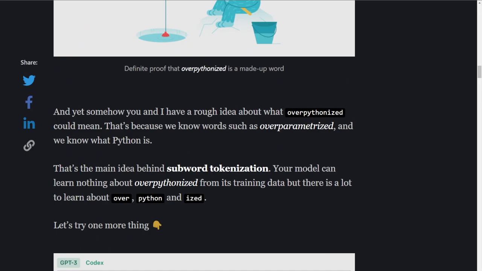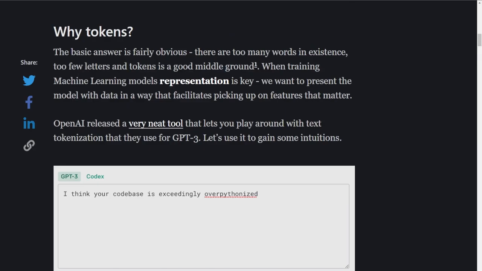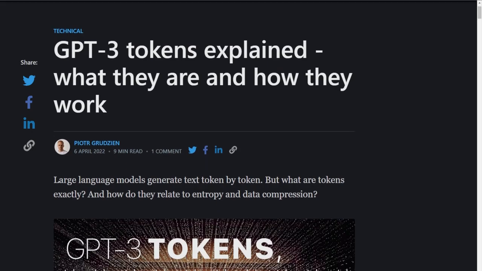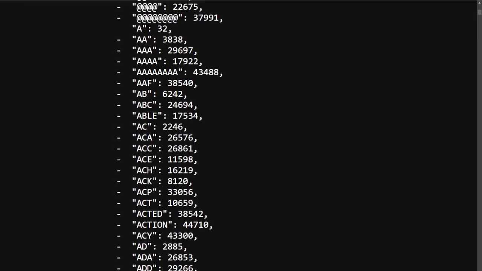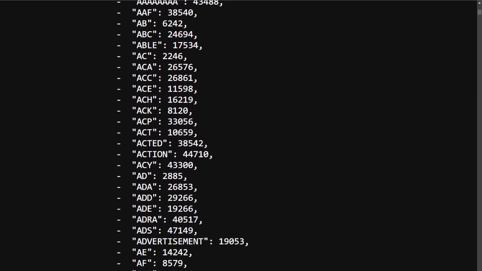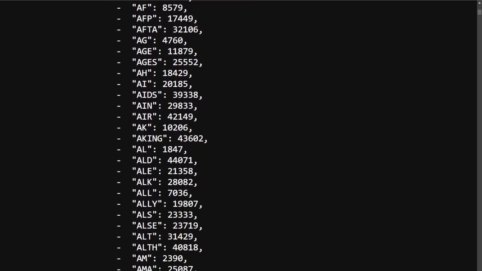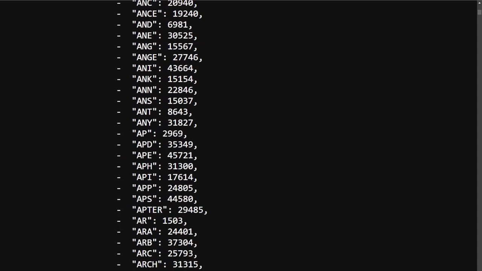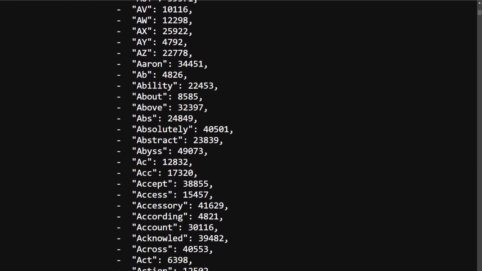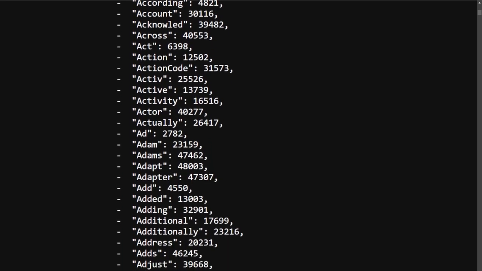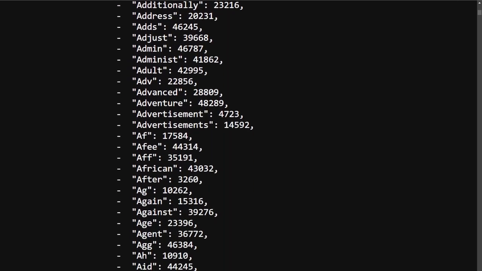Okay, let's dive a little deeper into how tokens are made. Essentially, each token is a combination of characters that represent a single word or punctuation mark. Again, a word like overproduced is broken down into smaller pieces, or tokens. In this case, over and produced would each be their own individual tokens. During the training process, ChatGPT takes a large amount of text and breaks it down into these tiny tokens, which it then uses to learn patterns and make predictions.